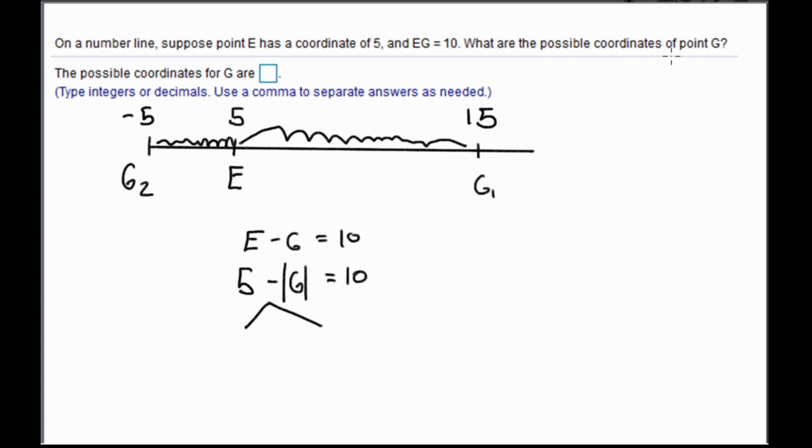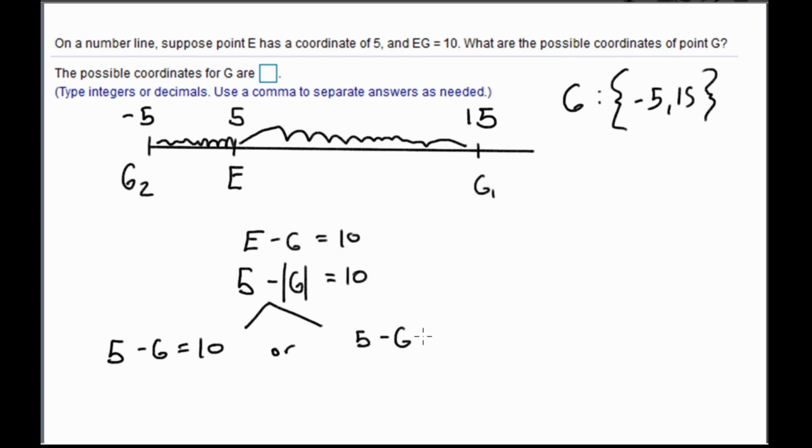So my possible points for G would be negative 5 and 15. Now let's see if our absolute value equation would work out the same way for us. So we're going to do 5 minus G is equal to 10, or once we drop those absolute value bars, 5 minus G is equal to negative 10.